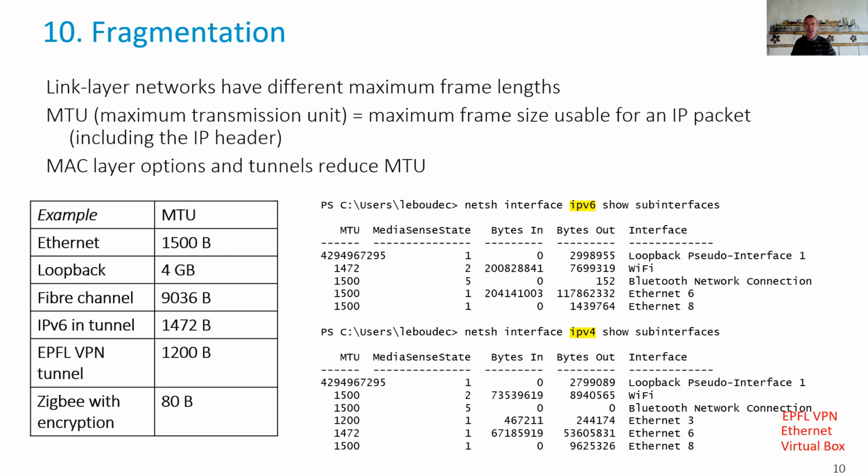Here's another topic, which is a more nasty one, which is called fragmentation. Fragmentation is due to the fact that not all link layers have the same packet length. We could not agree on the internet on a maximum or a standard packet length. We know, of course, the standard one, which is Ethernet, or the most standard one, which is 1500 bytes. So this is the size called MTU, the size that is reserved for an IP packet, including the IP header.